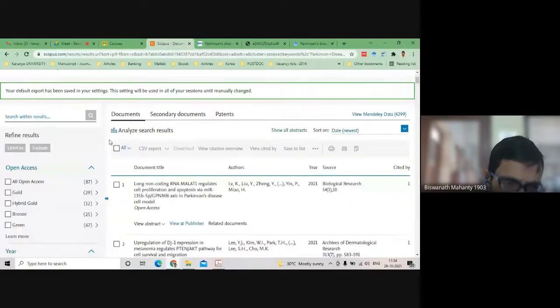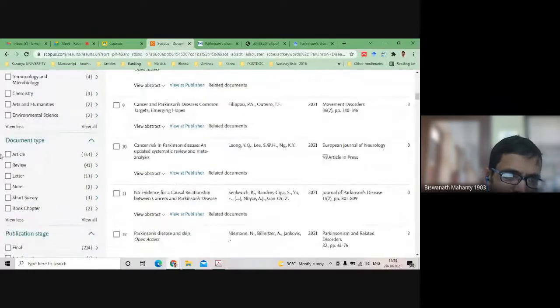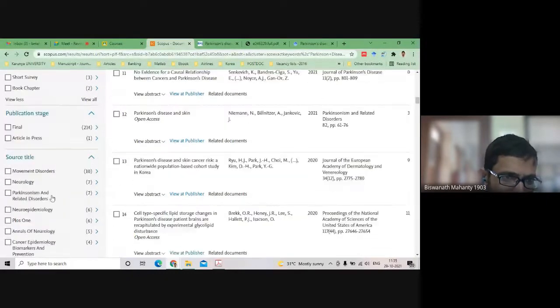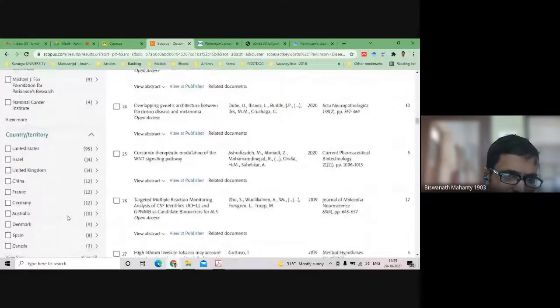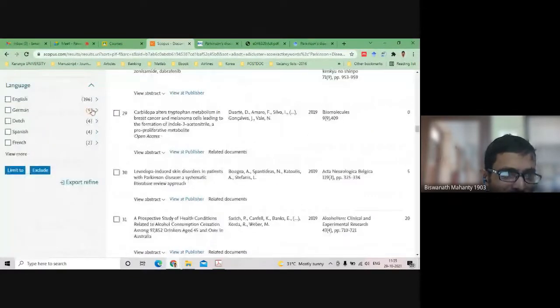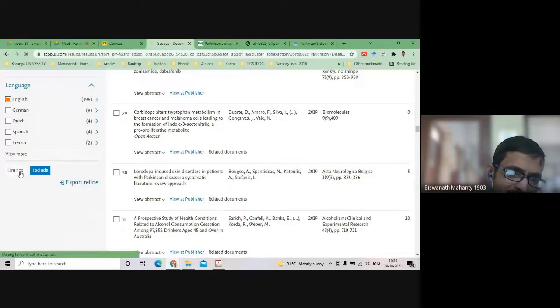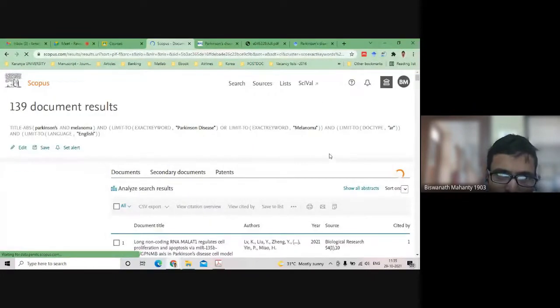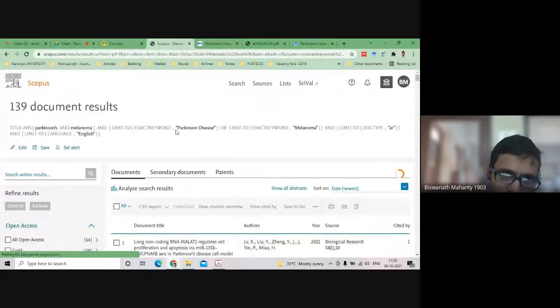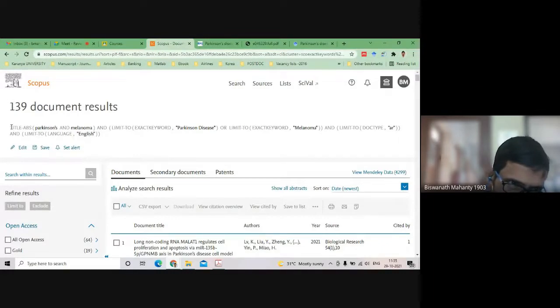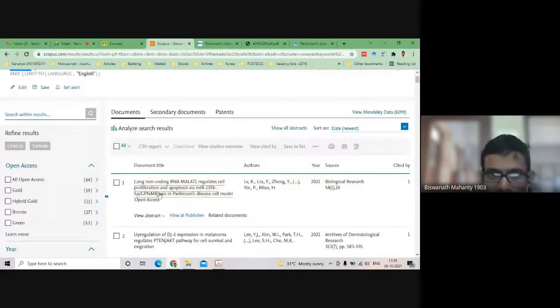215 articles. I was checking only reviews. Now, for example, I only want to look for the research papers. Okay, only research papers. And I want to look for only, you see, I was telling you there may be other language papers, some German, Spanish, French papers are also there. I only want to look for English. So for example, I'm limiting. So now I am having 139 papers which are talking about Parkinson's disease, melanoma, English, and these words are there in title and abstract. So this should be very important. Now, these are the research papers.